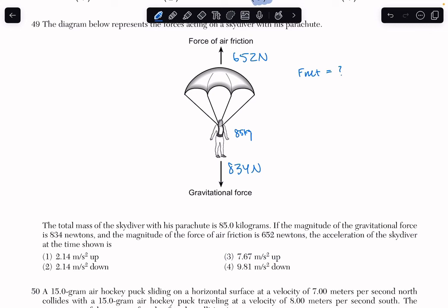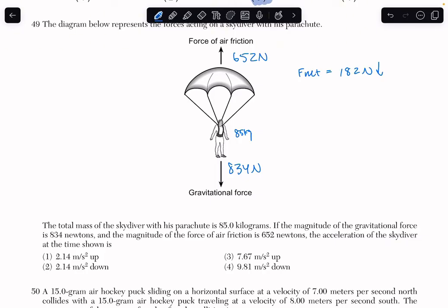So what is F net? We could figure this out by seeing the diagram and all the numbers we have. The gravitational force is 834 newtons, going down. But there's a frictional force making it go up 652 newtons. It kind of just cancels out. So it's 834 newtons plus negative 652 newtons, or 834 minus 652. That gives you a value of 182 newtons. So the total F net is 182 newtons going south.